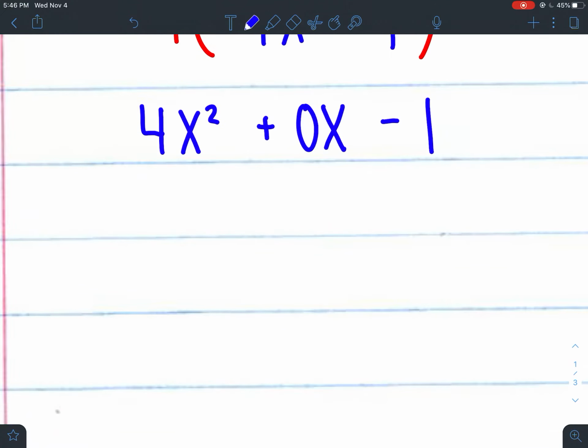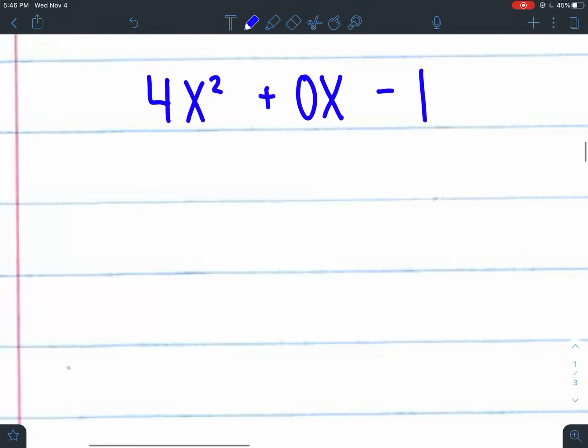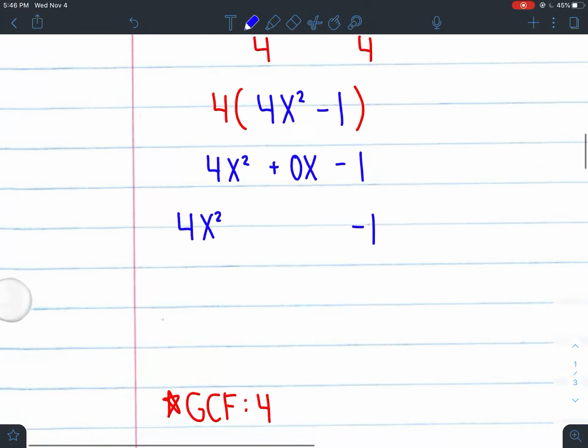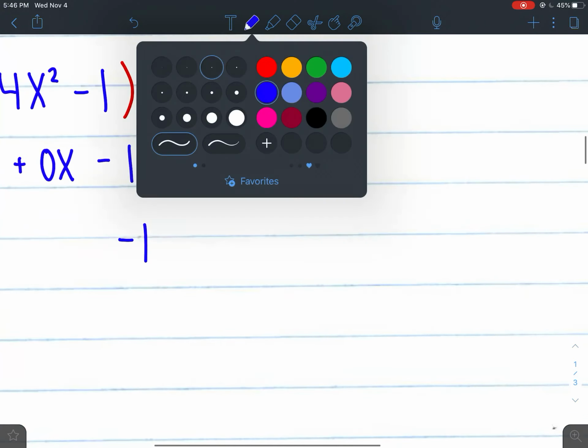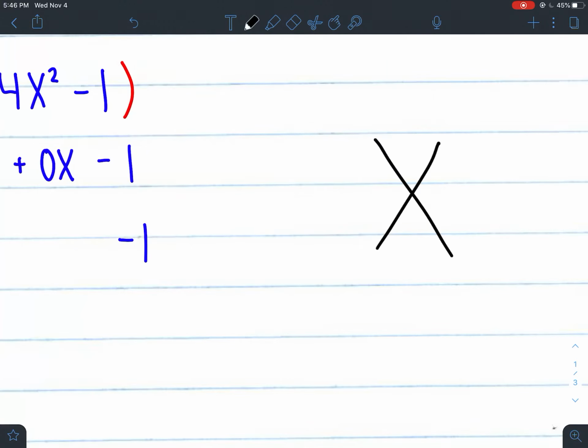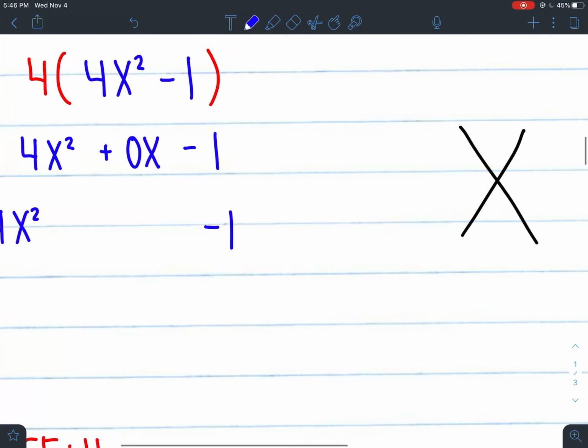Now, the only time you can use the AC method is if you have 3 terms. And right now we have 3 terms, so we can use it. So we know that that first term is going to stay the same, and the last term is going to stay the same, but that middle term, that 0x, needs to be uncombined. So we're going to draw our x over here for our AC method and identify a, b, and c. A here is positive 4, b here is 0, and c is negative 1.